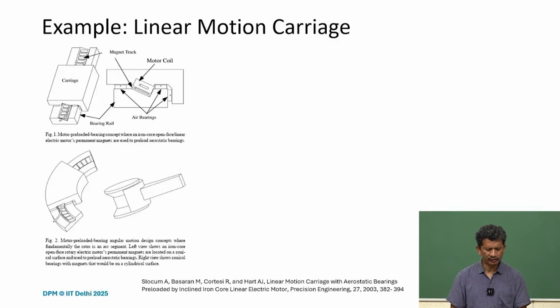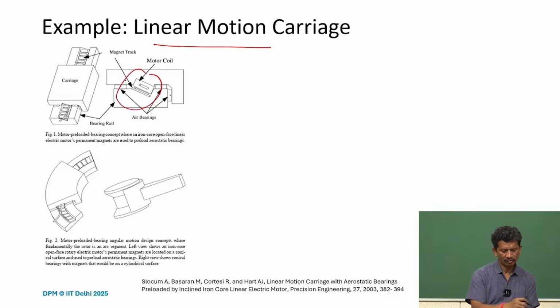There are some more examples, and this example is from MIT, from Professor Slocum's lab. What he has done is he developed linear motion carriers. And as I said, preloading is one of the key features required if we want to work with air bearings. In this design, he has used an inclined linear motor. It provides the traction, but at the same time it also provides the magnetic preload, so this preloading is in this direction.